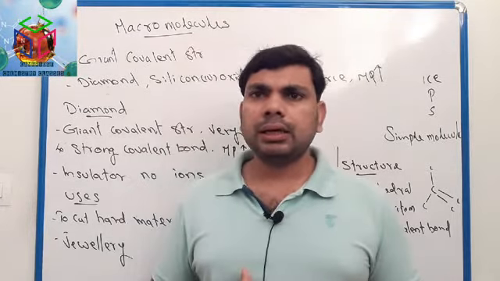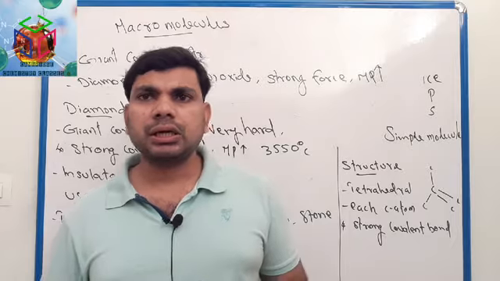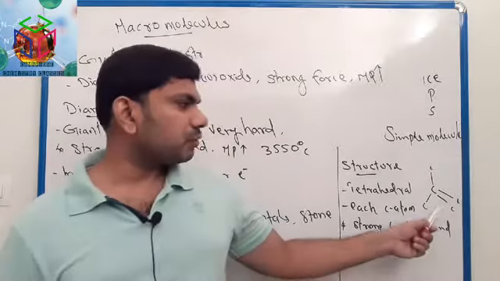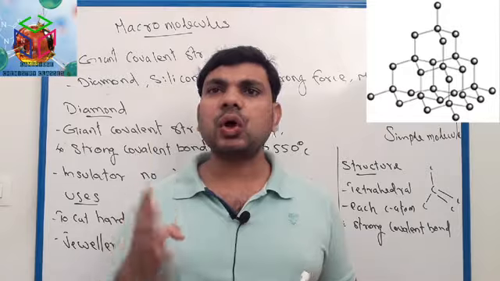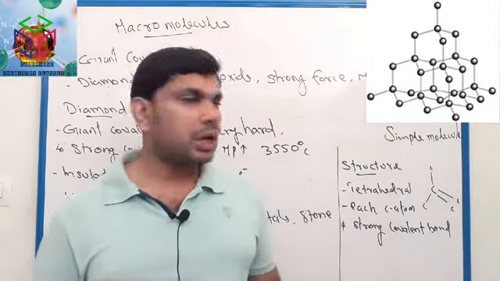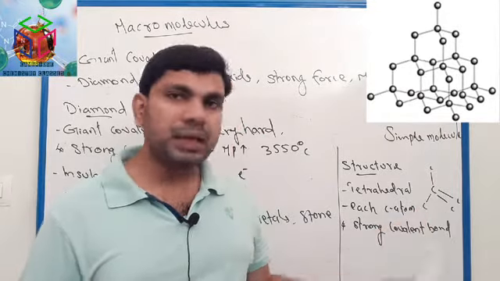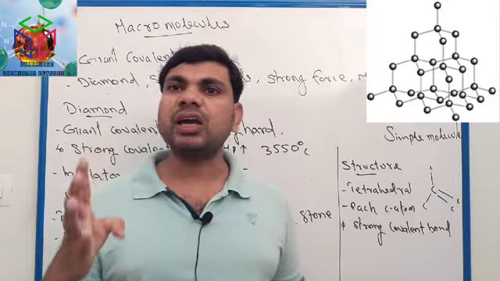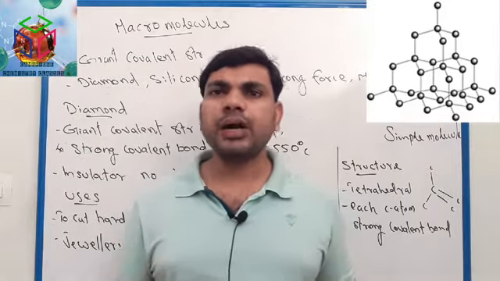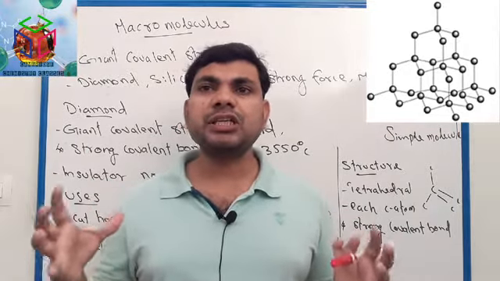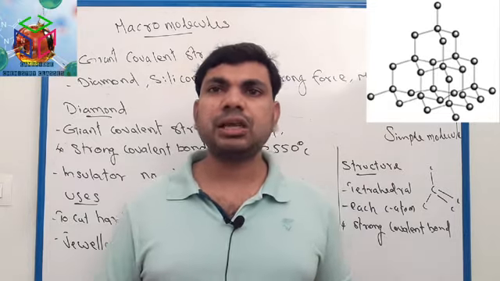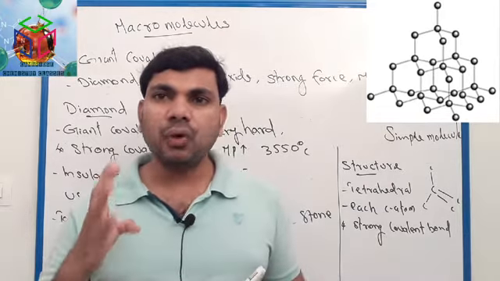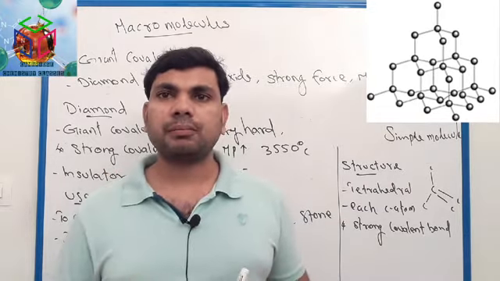You can see here the structure of diamond. Diamond consists of 4 strong covalent bonds. In diamond, one carbon atom makes 4 strong covalent bonds. That's why diamond is the hardest material in the world.